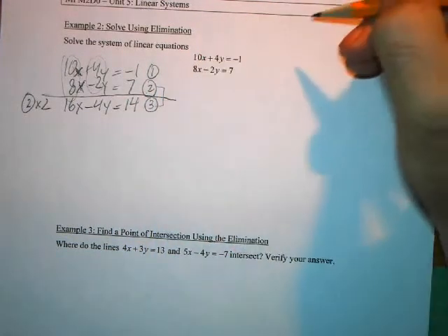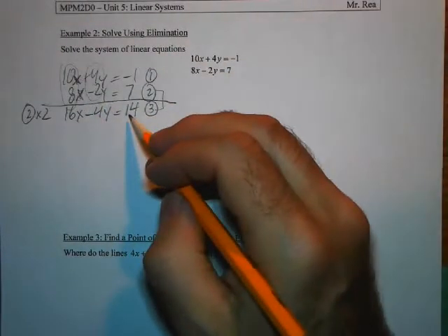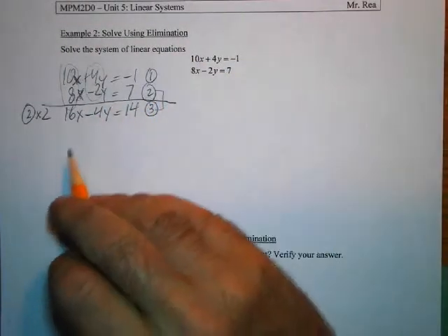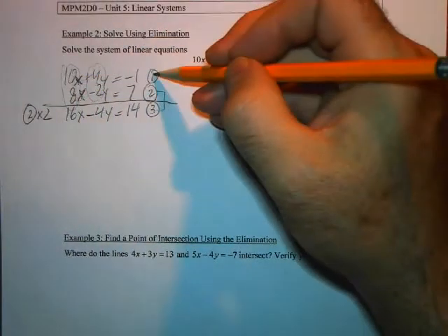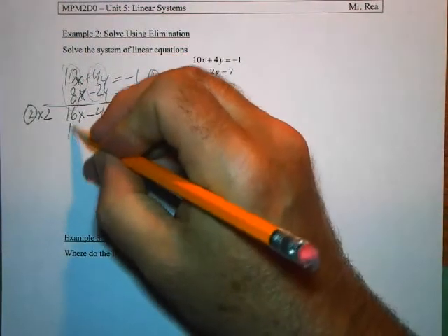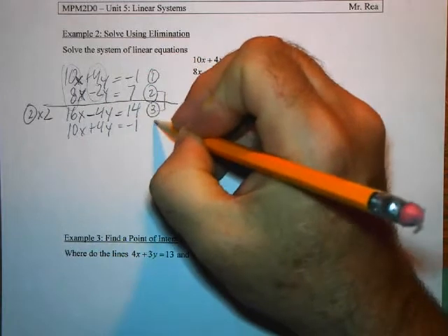These are the same lines, just the equations look different, okay? Now, some people don't do this. I think it's a good thing to do. I'm just going to copy equation 1 down here. So 10x plus 4y equals -1. That's equation 1 again.